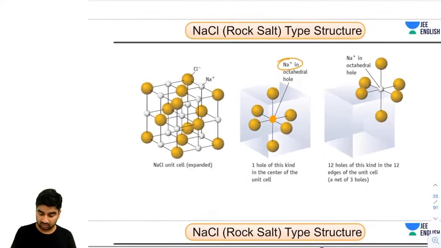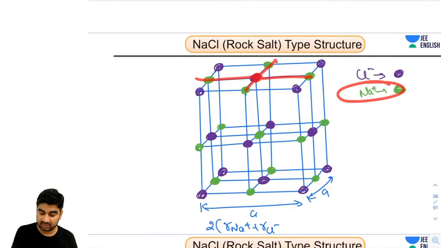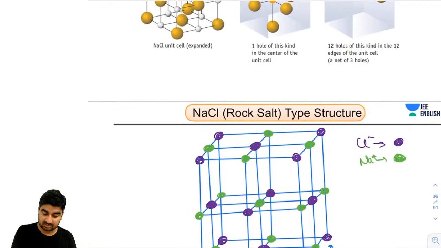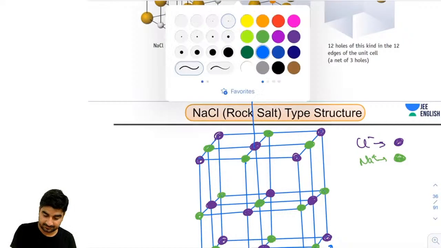So what will be the coordination number of chloride? Here we have chloride, guys. So this chloride is touching 1, 2, 3 and 4 Na plus, and then we have 1 Na plus here. And then guys, let me tell you, here would be one more Na plus.